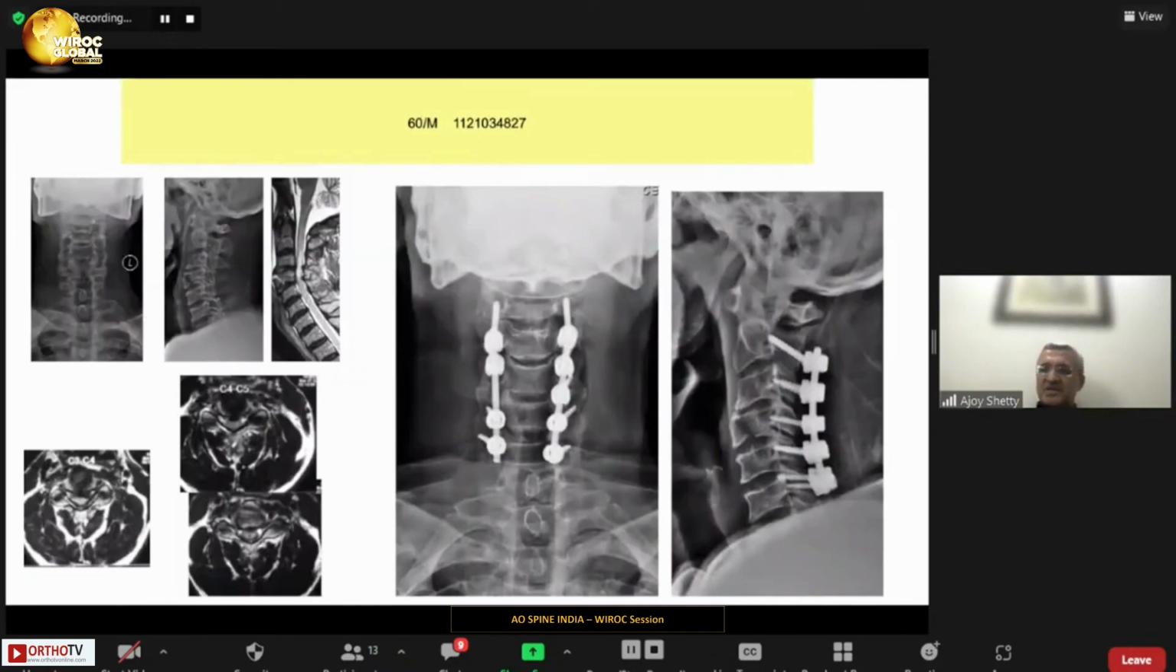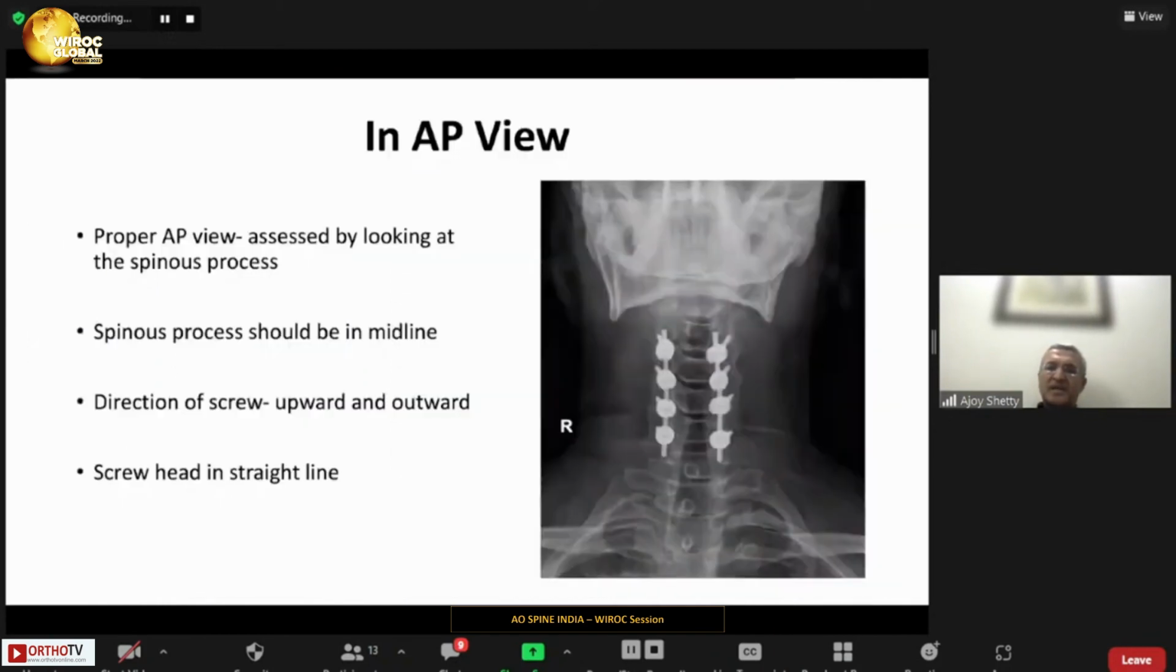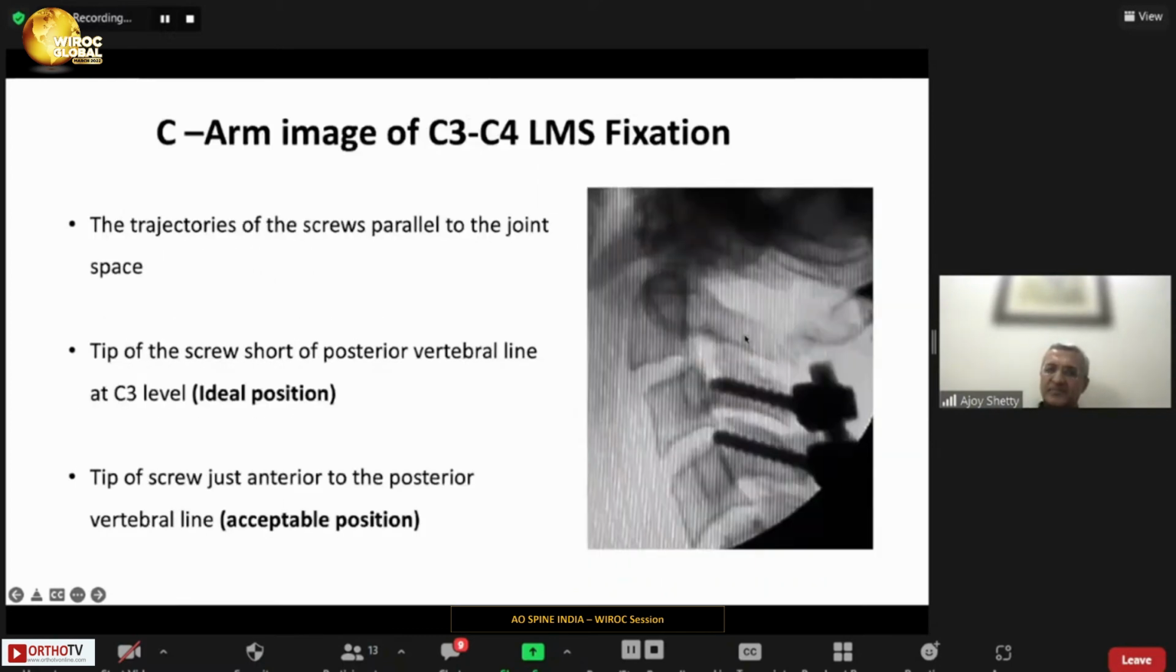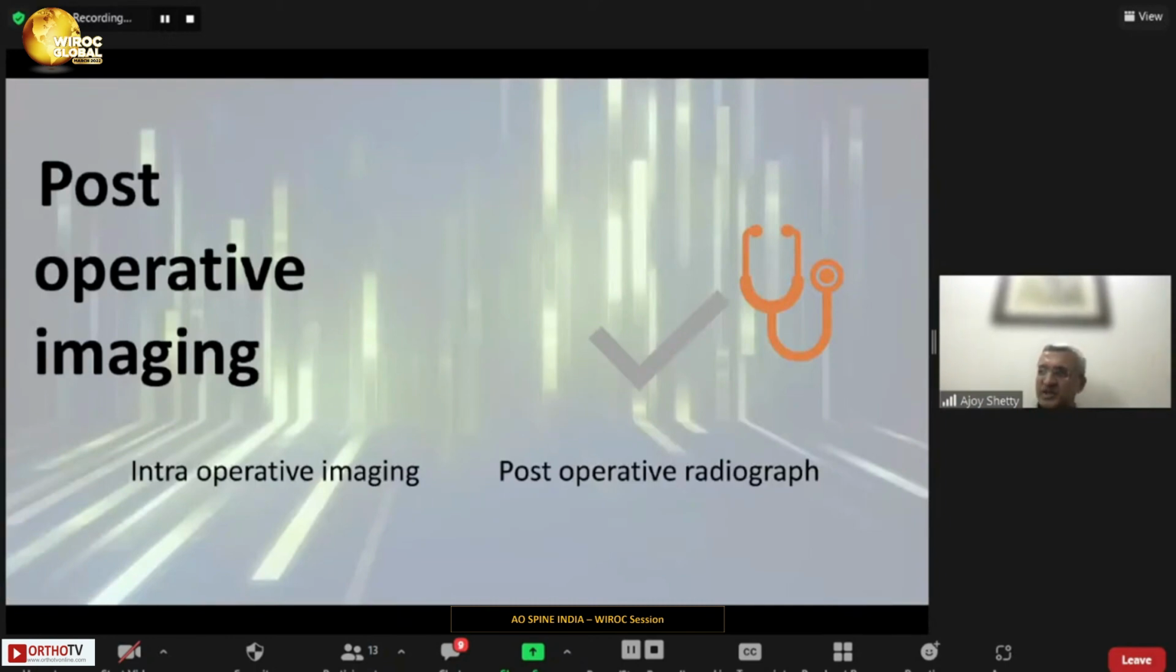When you look at lateral mass screws, it's nice if they look parallel to each other. You get a true AP view. Be sure the screws are directed outwards and try to visualize the lateral mass, as you can see here, and be sure the tip of the screws are not further away from the lateral mass. And most importantly, always look for the ideal position of the tip of the screw. If it is just crossing across the posterior margin of the vertebral body, it is fine, but if it crosses further, that means the tip is not in an adequate position.